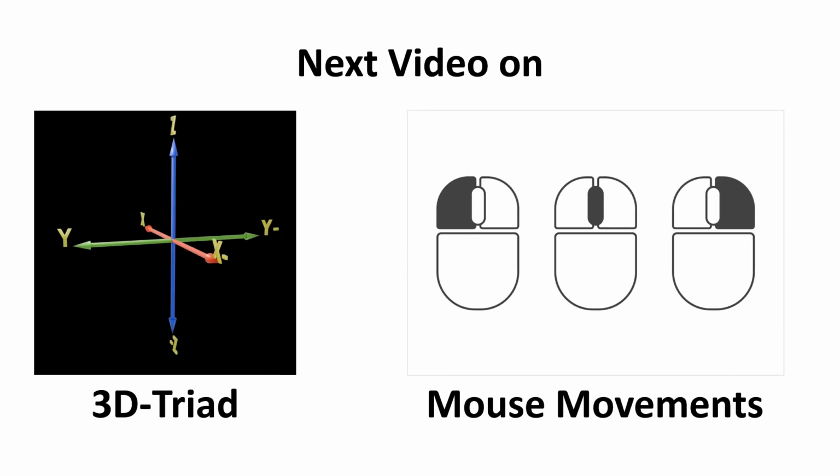So that's it for this video, and in the next video we'll be learning more about the 3D triad and the mouse movements of the various CAD software. Before the next video, I would definitely recommend that if you are serious about 3D, get a mouse that has the left click, right click and the scroll button in it, because that will definitely be helpful for your 3D modeling journey.